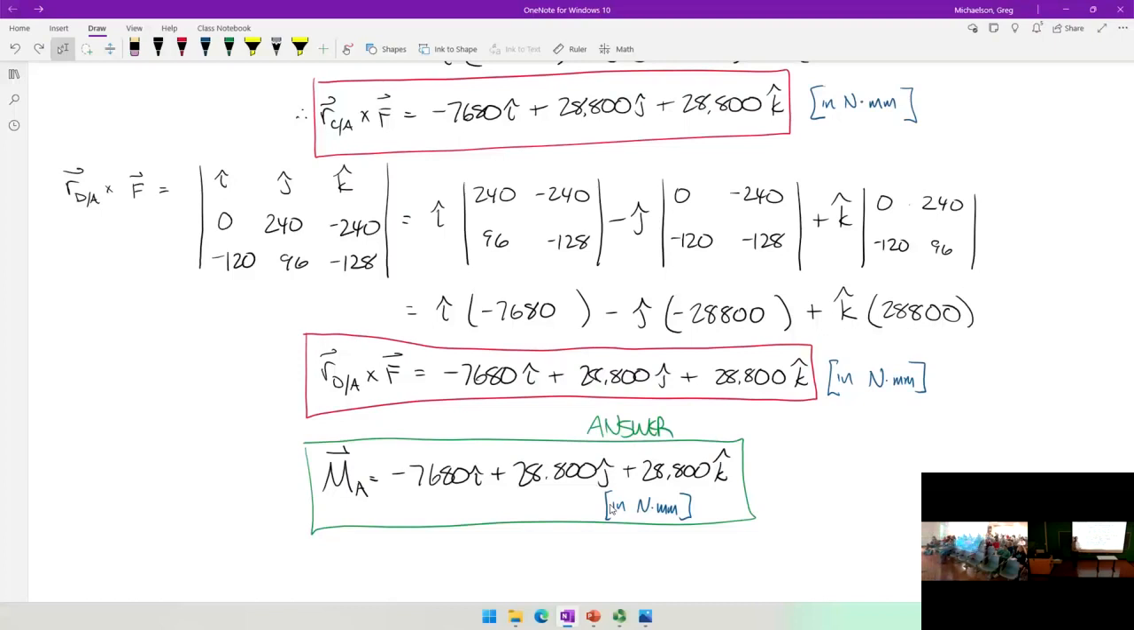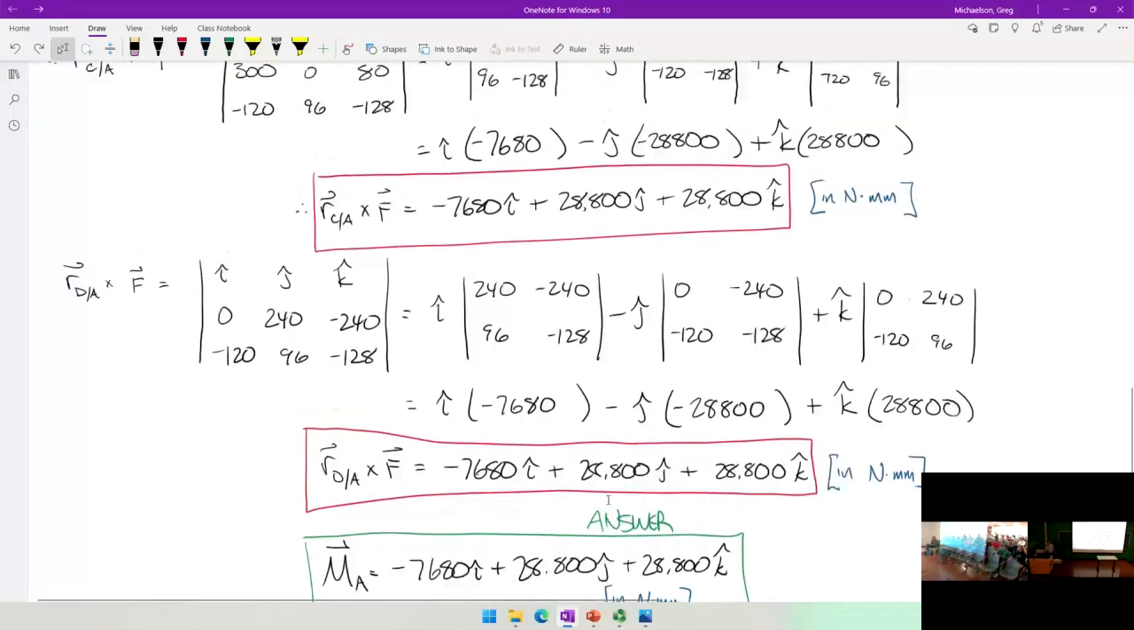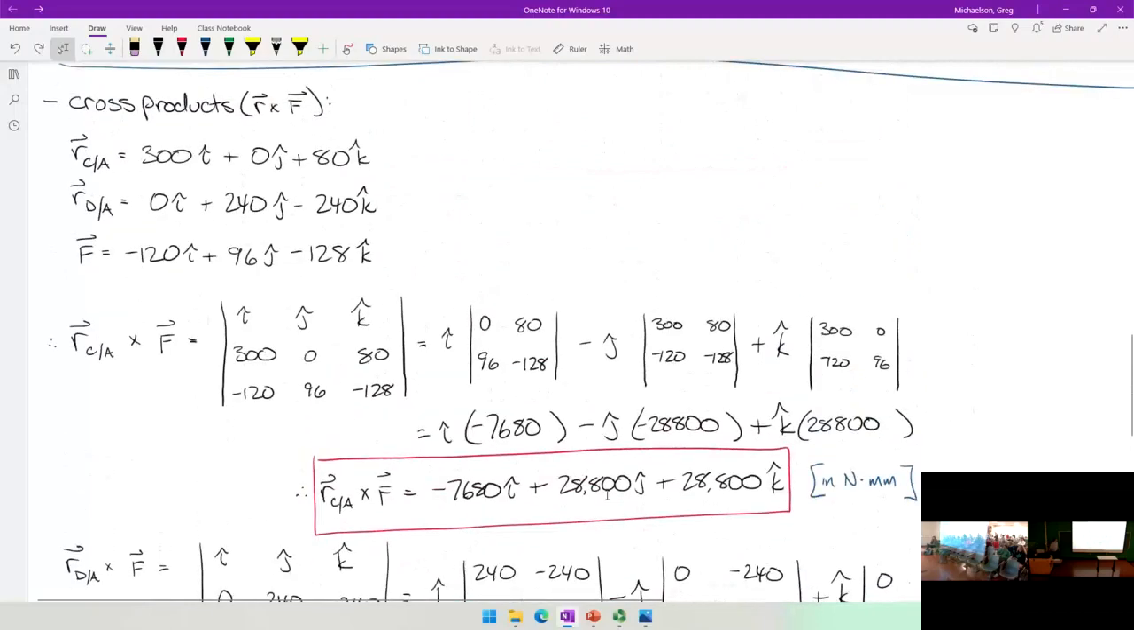but restricting objects from rotation as well. And so I said, okay, forces, another way of thinking about a force is any action on a body that increases its tendency to translate, whereas a moment is any action on a body that increases its tendency to rotate. Okay, so if I go up here, for example, and I look at the force vector, okay, so here's the force vector. It's negative 120i plus 96j minus 128k.